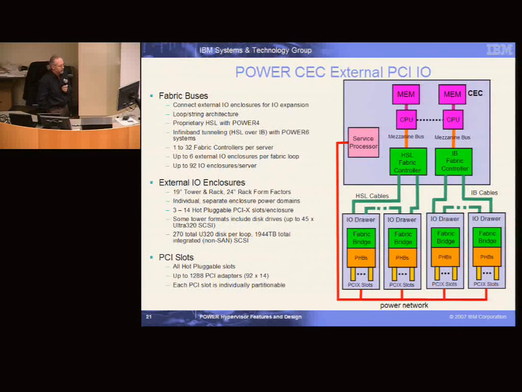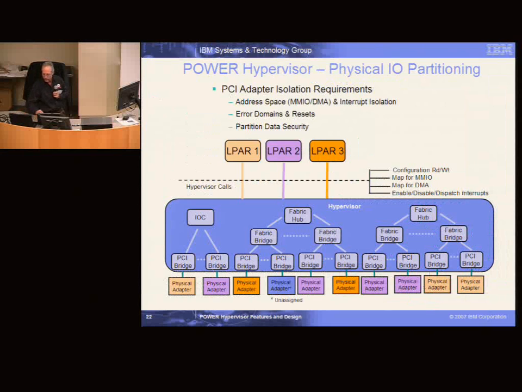One thing that this architecture does for us is it allows us to do fairly dynamic configuration and repair of segments of the system. We can power off an individual I/O enclosure. We can repair that enclosure. We can dynamically add new enclosures. So you can open a loop, insert a new drawer, close the loop, and do all of that without disruption to the operating systems running to those other adapters.